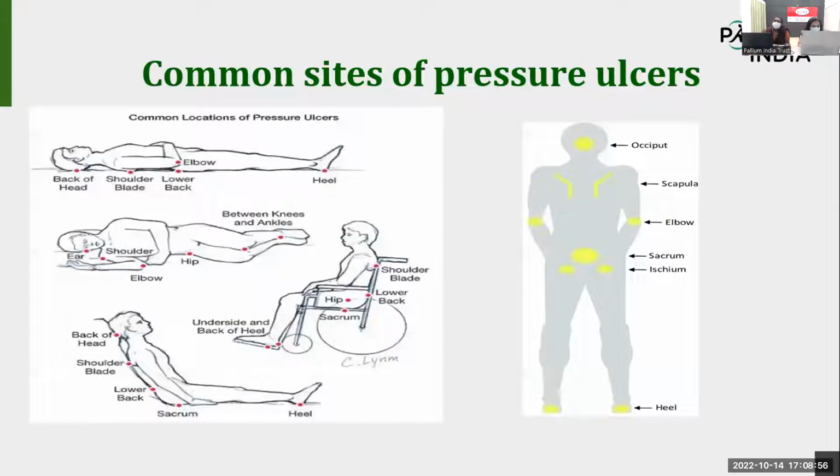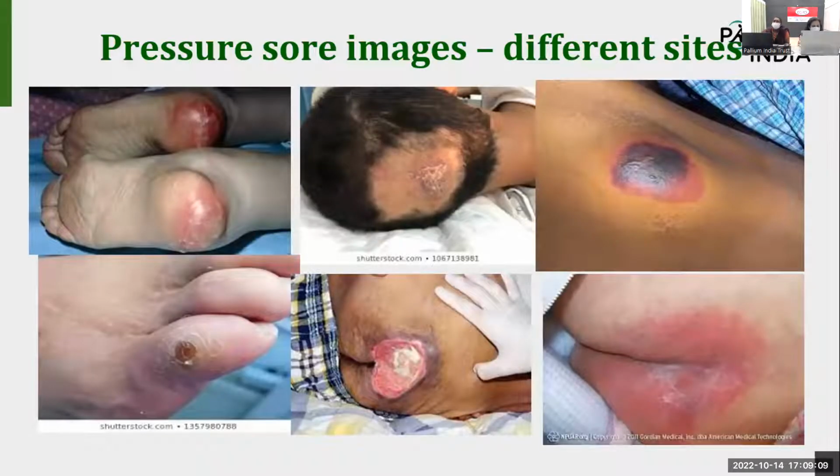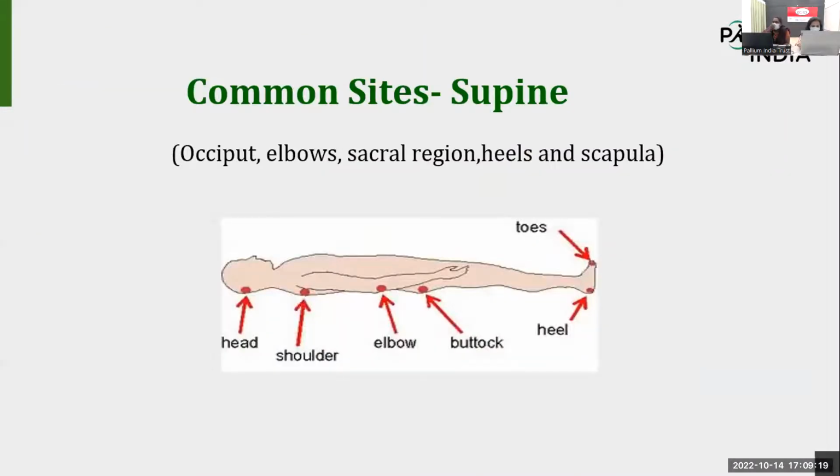Coming to the common sites, it can occur anywhere, especially on the bony prominence, but it can occur anywhere. Even if the patient is in a wheelchair, the patient can get pressure ulcer. You can see that picture. Even heel, occiput, scapula, toe, sacrum, these are all the areas where patients will develop pressure ulcer. Let's see one by one.